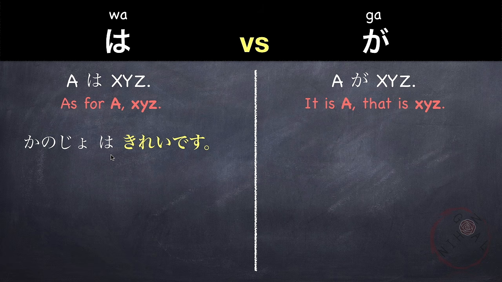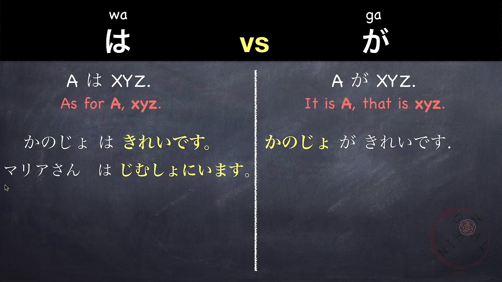彼女は綺麗です. So the speaker and the listener know her, the girl, or she. And the speaker is pointing out that she is beautiful or pretty. So the focus is 綺麗です. On the other hand, 彼女が綺麗です. Here, if there is more than one girl that the speaker and the listener are talking about, the speaker is pointing out that out of all the girls there, she is the one that is pretty. 彼女が綺麗です.